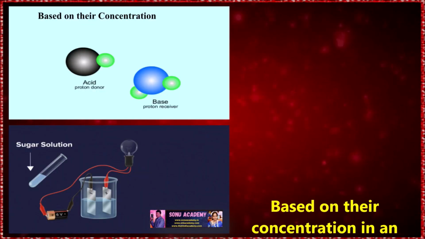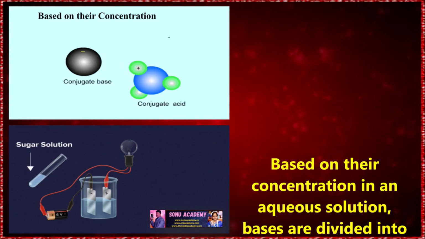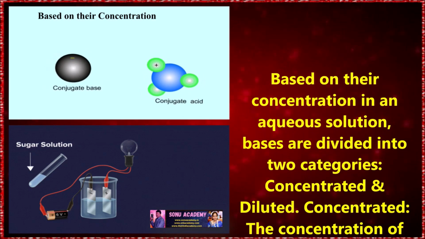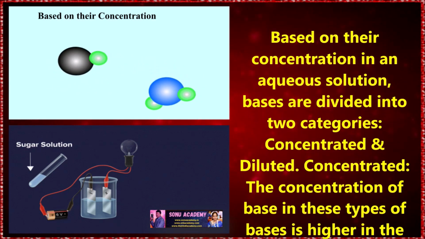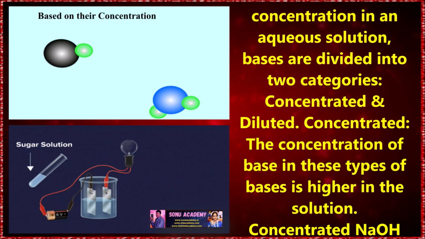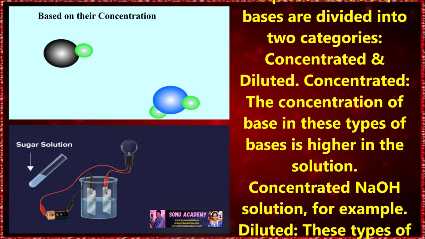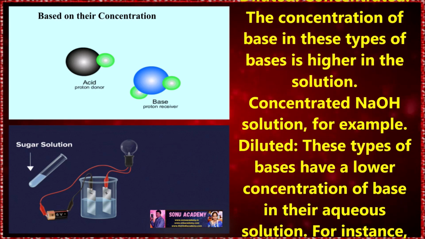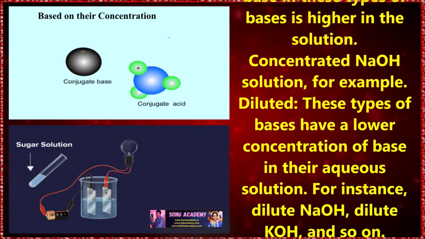Based on their concentration in aqueous solution, bases are divided into two categories. One is concentrated bases, the second one is diluted bases. Now let us discuss concentrated bases. The concentration of the base in this type of bases is higher in the solution. For example, concentrated NaOH solution.